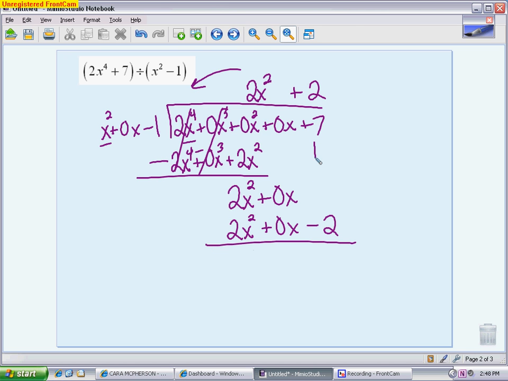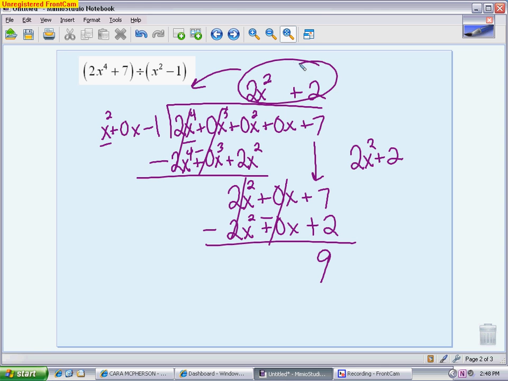I am going to need to bring this 7 down, because I hadn't already. When I subtract, this will cancel. This already is gone. This becomes a positive. This one also has a remainder. This one has a remainder of 9. So the way you want to write your final answer is 2x squared plus 2, that's what you got up here, plus a remainder of 9 over my original divisor, x squared minus 1, so over that piece.